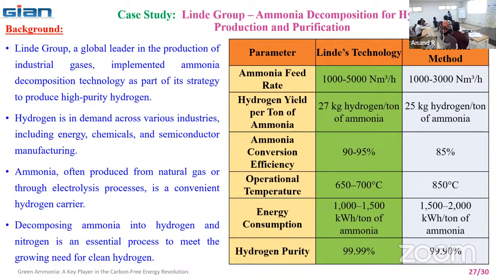The Linde Group is a global leader in the production of industrial gases. It implemented ammonia decomposition technology as part of the strategy to produce high-purity hydrogen. Hydrogen is in demand across various industries, including energy, chemicals, and semiconductor manufacturing. Ammonia, often produced from natural gas or through the electrolysis process, is a convenient hydrogen carrier. Decomposing ammonia into nitrogen and hydrogen is an essential process to meet the growing need for clean hydrogen.